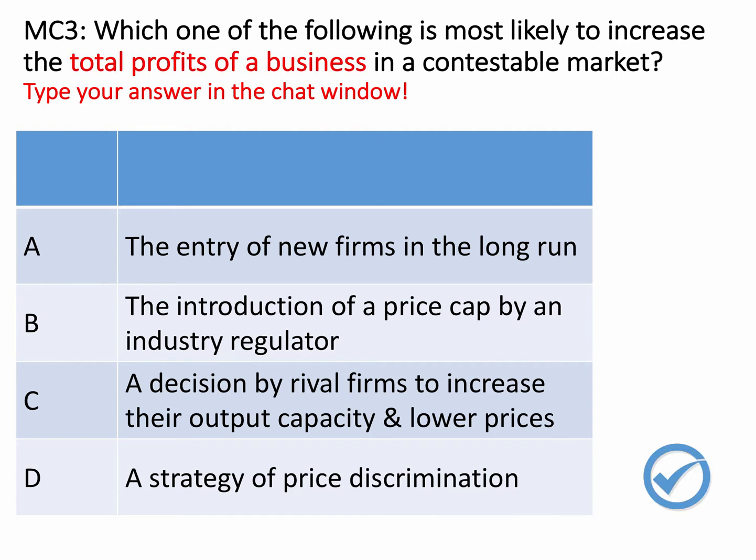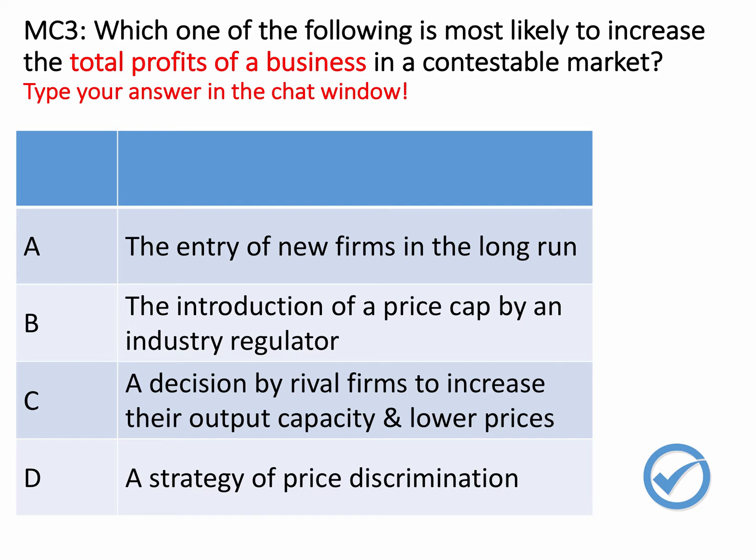And the answer to this question is D. Well, let's work through it. The entry of new firms, of course, will possibly compete away the profits of existing firms. Likewise, a price cap set by an industry regulator is likely to be set below the normal profit maximising price, and again would likely be diminishing the total profits.